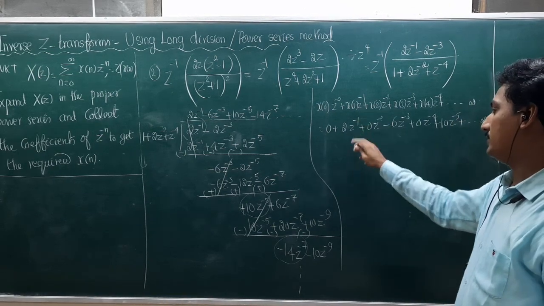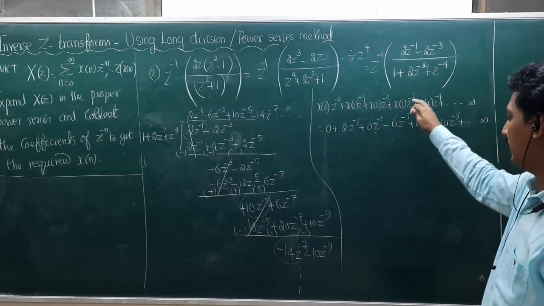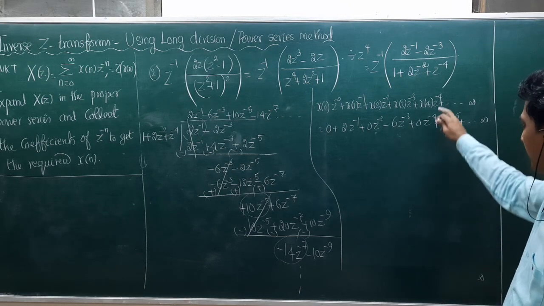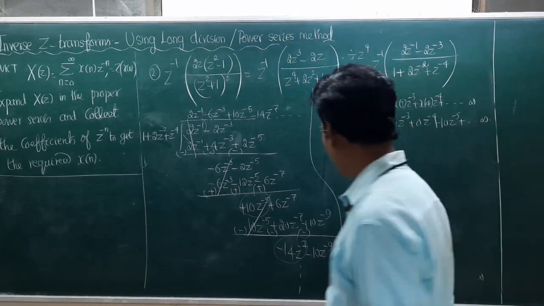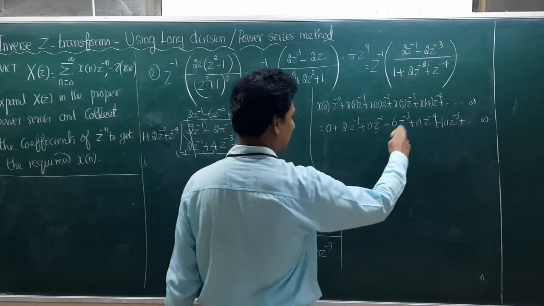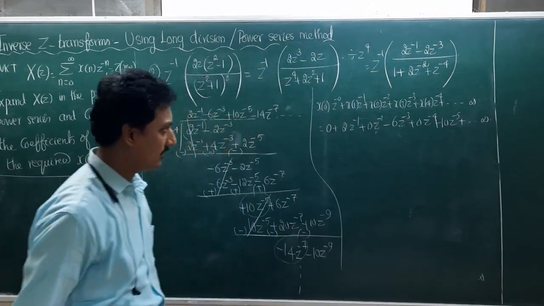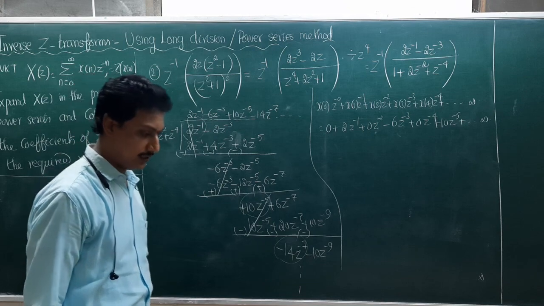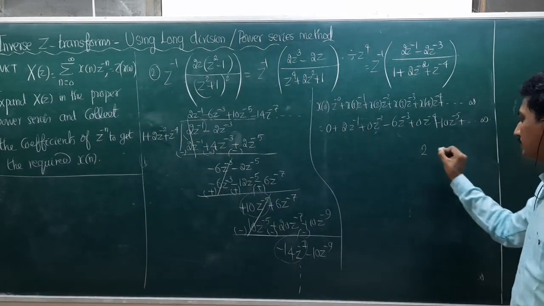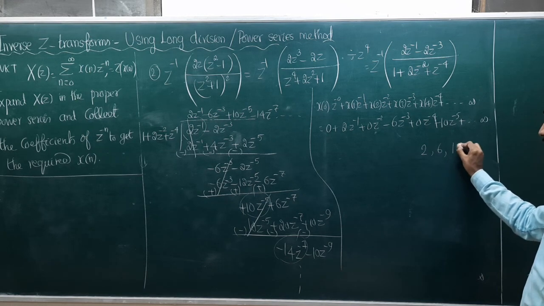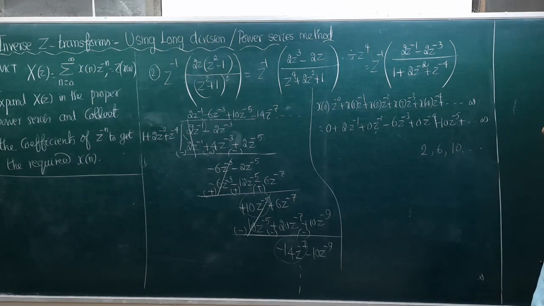For n equal to 1 it is 2, n equal to 2 it is 0, n equal to 3 it is minus 6, n equal to 4 it is 0, n equal to 5 it is 10. So what is the idea? I think it is 2, 6, 10 coming like that, 2, 6, 10. It is somewhat only for the odd values, isn't it? So it is 2, 6, 10, etc.